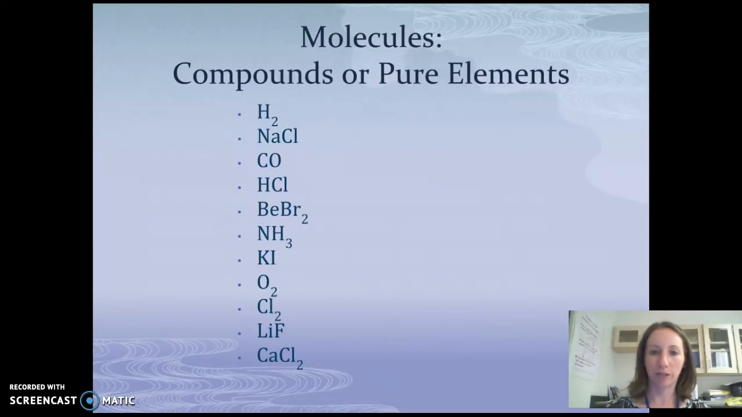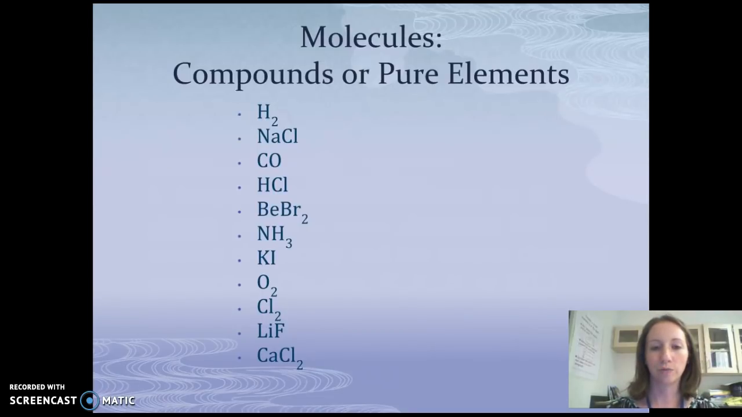So here's just some examples, right? And if you feel like you know these and you want to write them in before I actually say them, you can always pause and do that and see if you're right. But here's a list of different molecules, and we're going to decide whether they're compounds or pure elements.